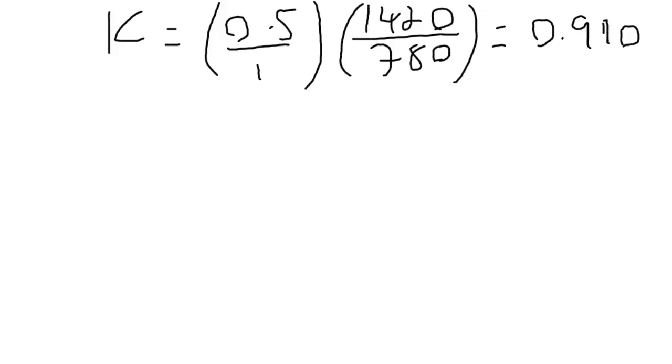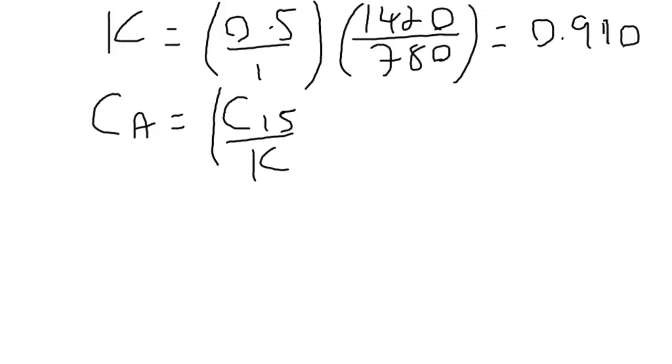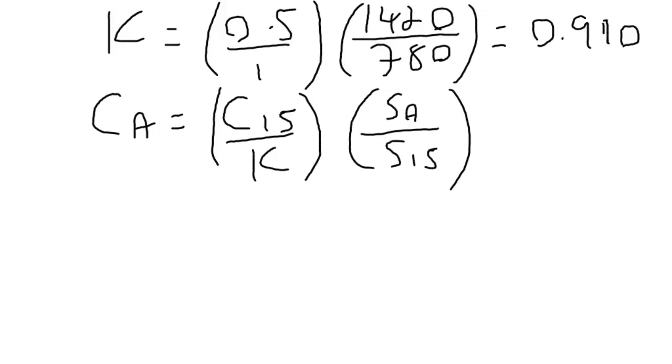Okay, now we can plug this back into the equation. We'll rearrange that equation for Ca, and we'll get that it's equal to the concentration of the internal standard over the value of K that we just calculated, multiplied by the signal for the analyte divided by the signal for the internal standard. So these are different signals now. These are the signals for the sample solution.